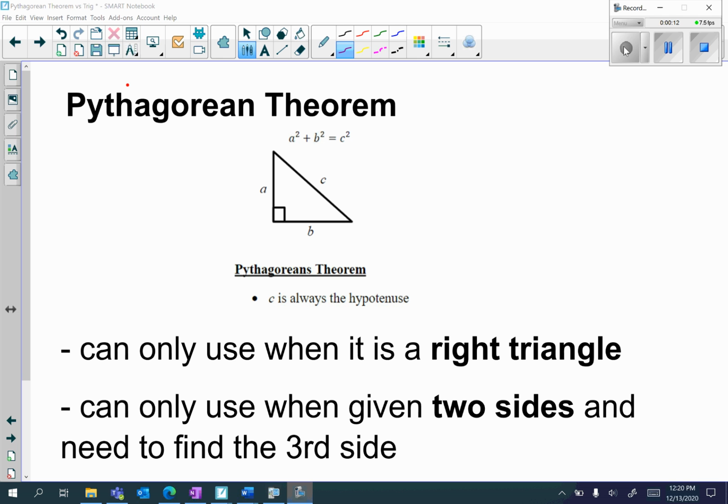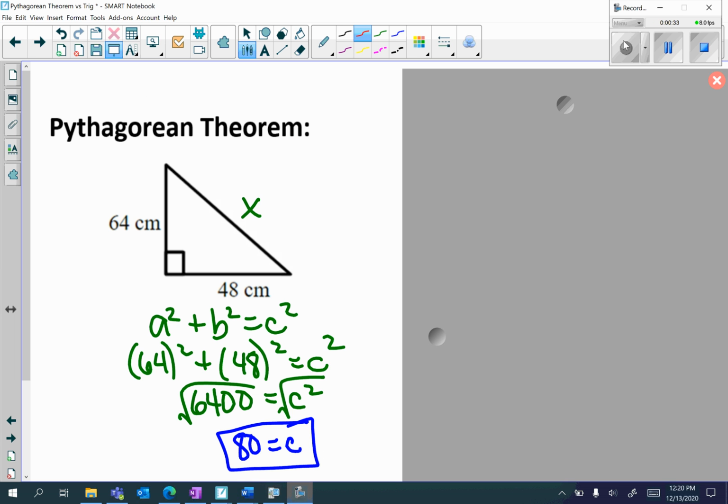A squared plus b squared equals c squared, and c is the hypotenuse, which is the longest side across from the 90-degree angle. You can only use Pythagorean theorem when it's a right triangle and when given two sides in order to find the third. Let's look at a few examples.